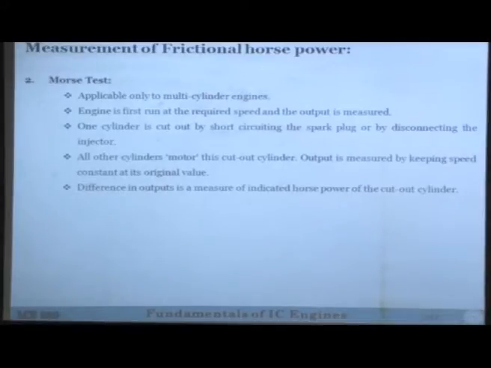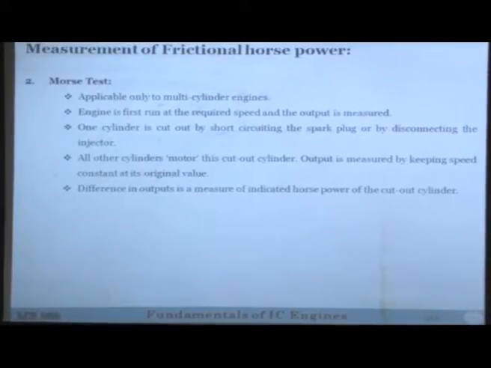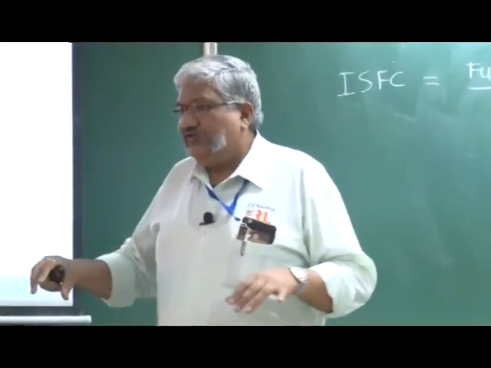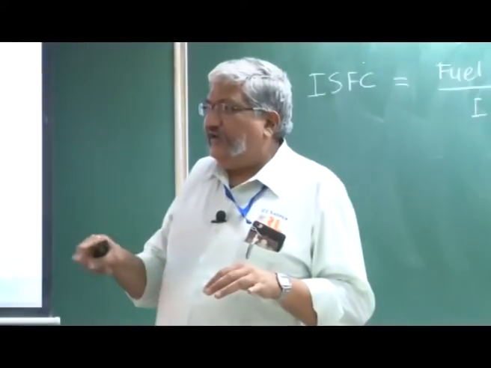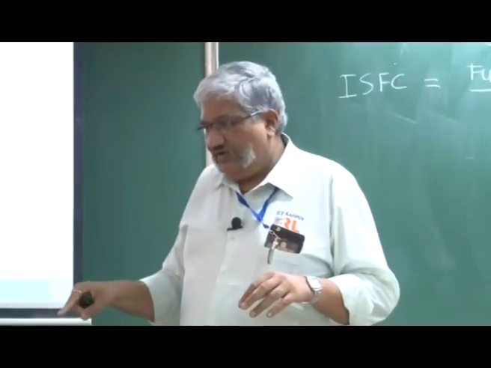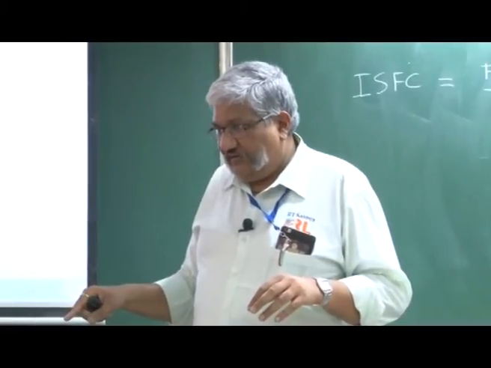So what you are doing, if you have a 4-cylinder engine, you will run it to a certain speed, you will maintain that speed, and then you will cut the supply to the spark plug. So that means in a 4-cylinder engine, now what is happening? Only 3 cylinders are providing power, but the friction is going to all 4, right?